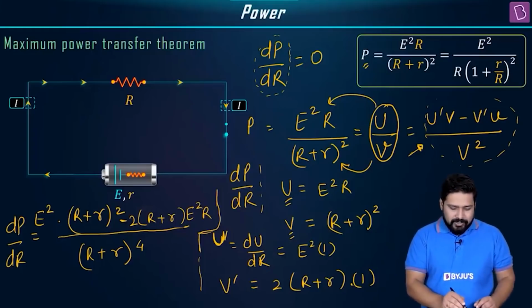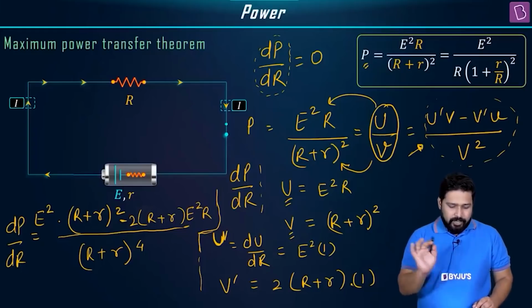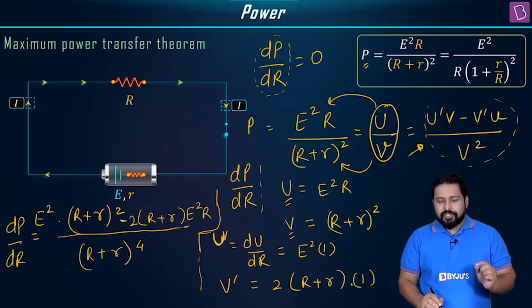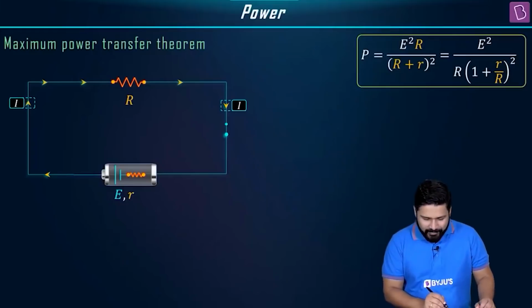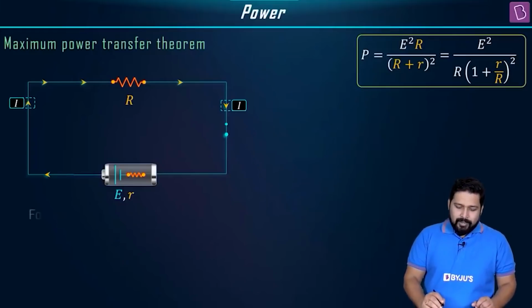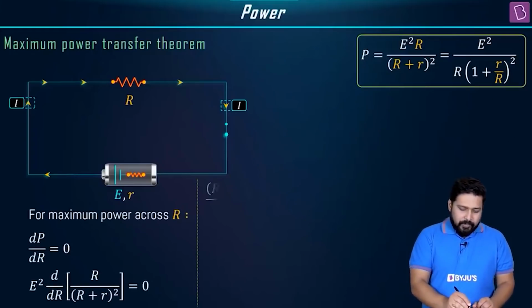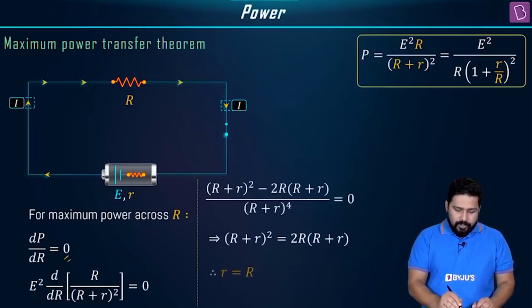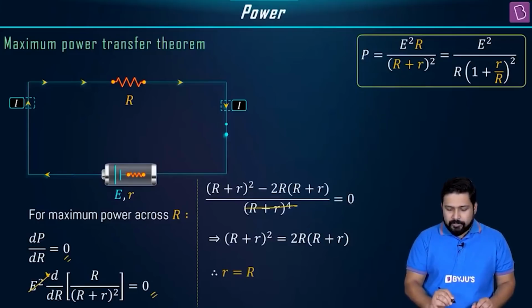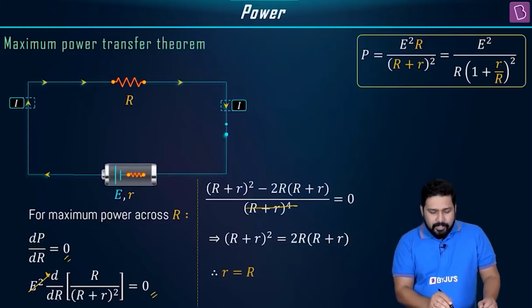If you equate it to 0, obviously the denominator part goes, this E square goes, right? So you'll have one condition. Let us look at that condition. Now we need to equate dP by dR equal to 0. Once you equate this, obviously the denominator will go to the other side and become equal to 0. So you have capital R plus small r whole squared is equal to 2 times R times R plus small r.